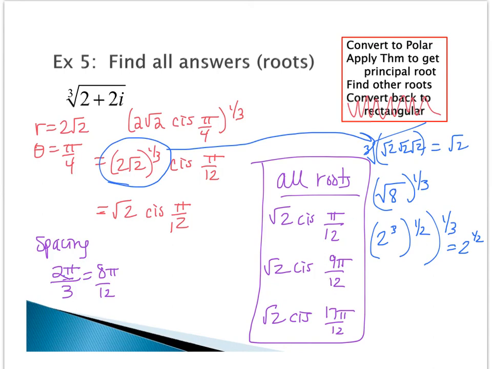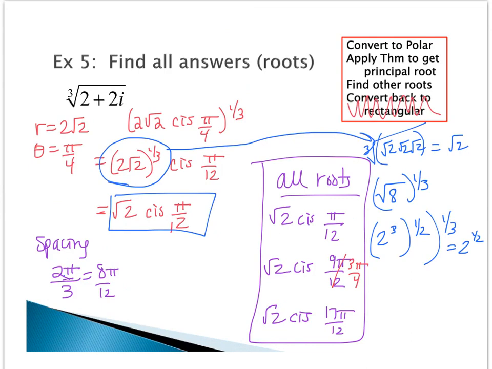So we get our first principal root to be root 2 cis pi 12ths. From there we have to get our spacing. Recall that the spacing is always found by taking your full circle of 2 pi and dividing it by the number of roots, which in this problem is 3. So that gives us a spacing of 8 pi 12ths. And I wrote it in terms of 12ths so that I would have like denominators with my pi 12ths initial angle. So all of my roots are here in purple, and when I write my final answer, I would definitely want to reduce those angles. So for example, here I would write this as 3 pi 4ths.